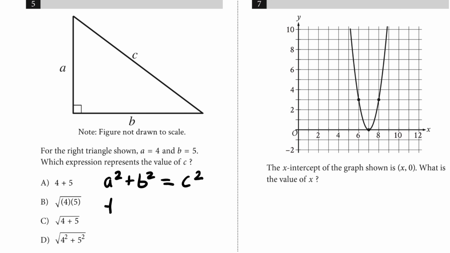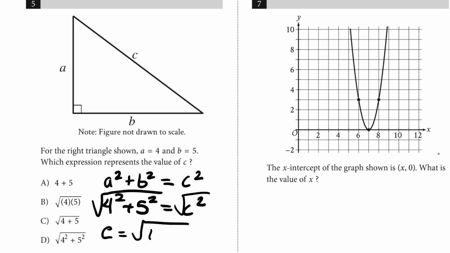We know A is 4, B is 5, and we're looking for C. If we were normally figuring out what the answer is, we would square each of these values and then add them together. But we're going to get C by itself by taking the square root. And we get that C is equal to the square root of 4 squared plus 5 squared, which is D.